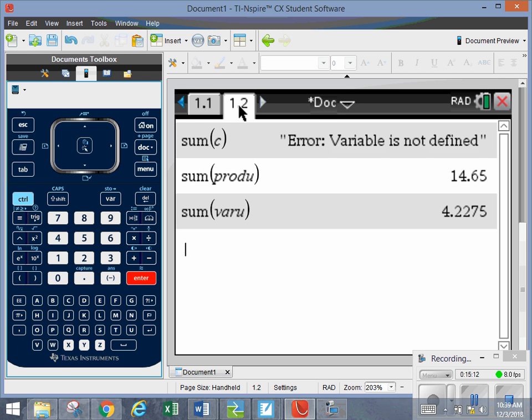Alright, so our variance is approximately 4.228. But what we really want is our standard deviation, right? So in order to find that standard deviation, we've got to take the square root of our variance, which is going to be the square root of, and I can actually go up there, copy that in there, hit enter.